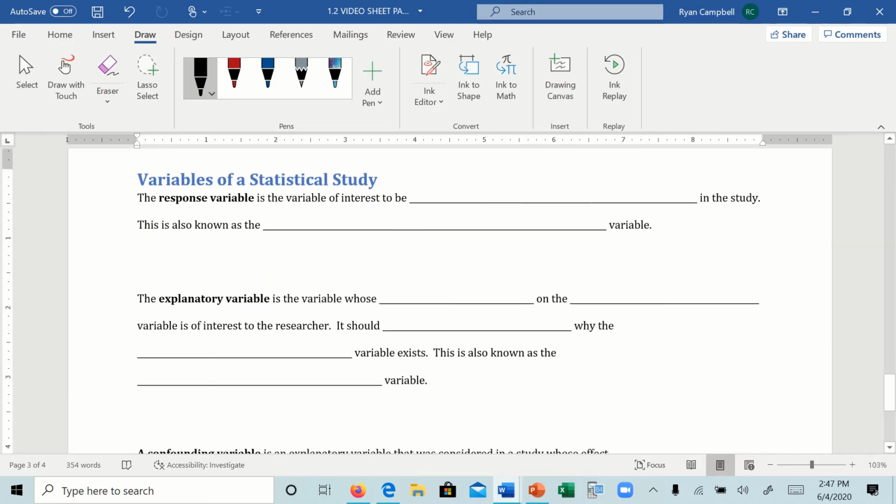All right. So, talked about the studies. Now let's talk about the variables in the studies. So, the first one, a response variable. So, the response variable is the variable of interest that is measured in the study. This is also known as the dependent variable.